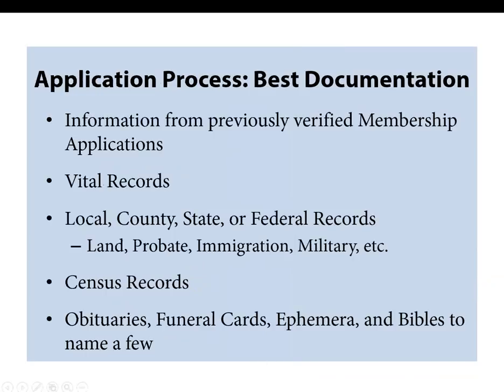The application process uses the best documentation. So the best documentation is information from previously verified membership applications, vital records. It includes local, county, state, or federal records such as land, probate, immigration, military, etc. It includes census records, obituaries, funeral cards, letters, and Bibles can also be used. You need to also make sure that you work with your chapter registrar because certain standards must be met for all of these documentation, all of the vital records listed there.